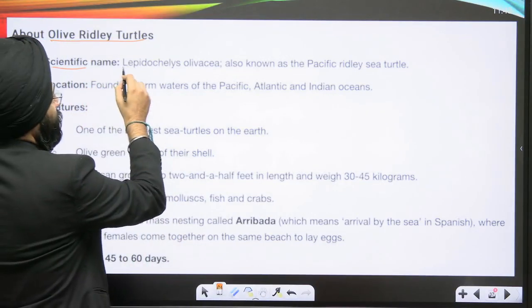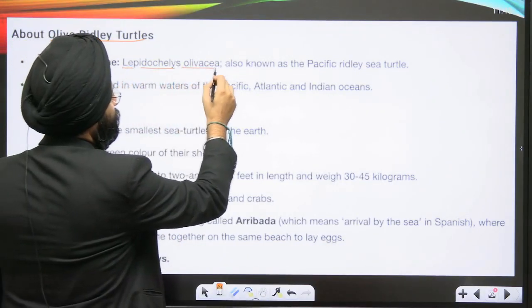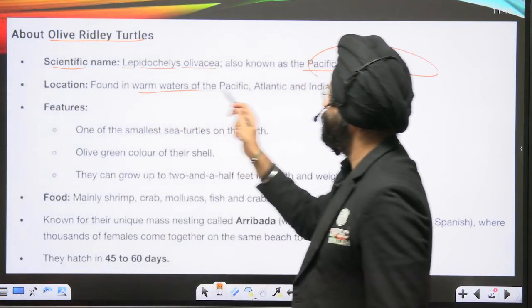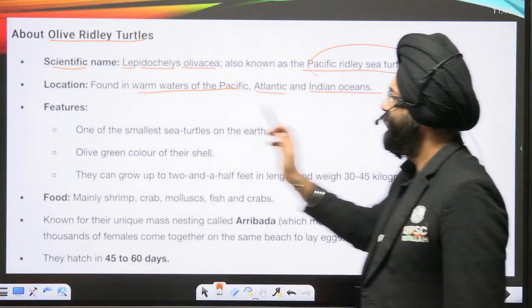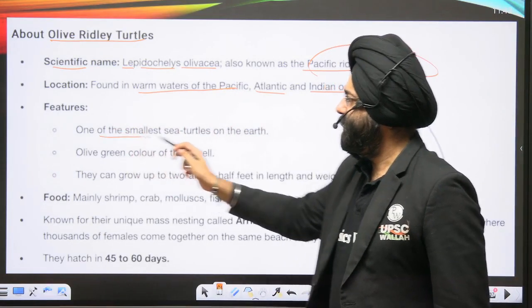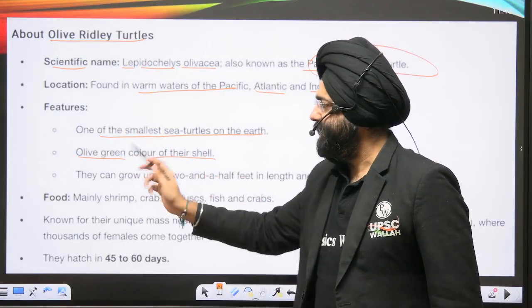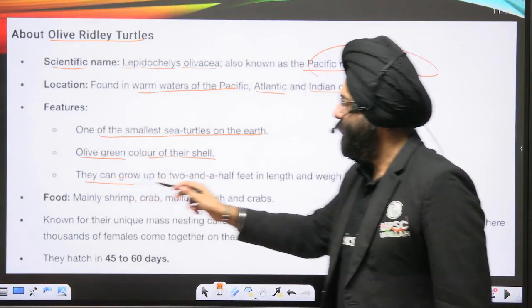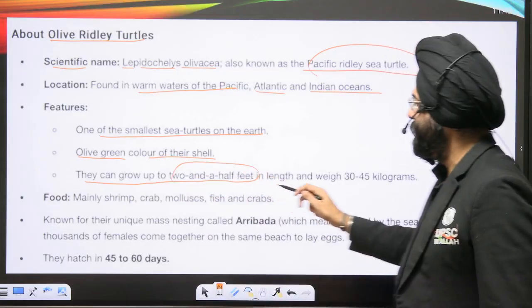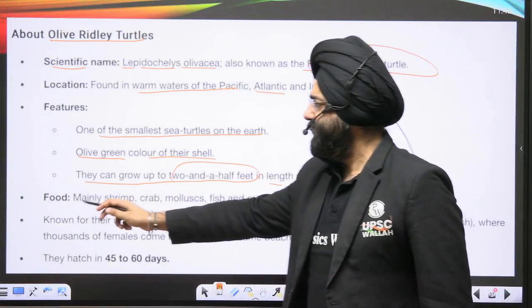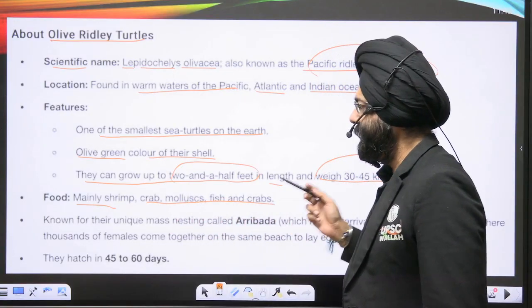Scientific name, Lepidochelys olivacea, also known as the Pacific Ridley turtle. It is found in the warm waters of the Pacific, Atlantic and the Indian Ocean. Features: it is one of the smallest sea turtles on the earth. Olive green color of their shell, and that is why they get their name. They can grow up to 2.5 feet in length and weigh up to 30 to 40 kilograms. Food: mainly shrimp, crab, mollusk and fish.